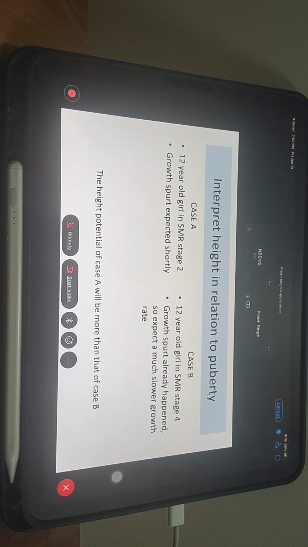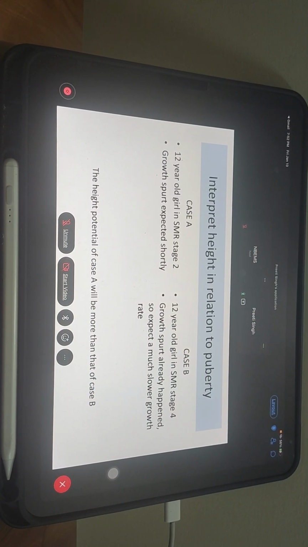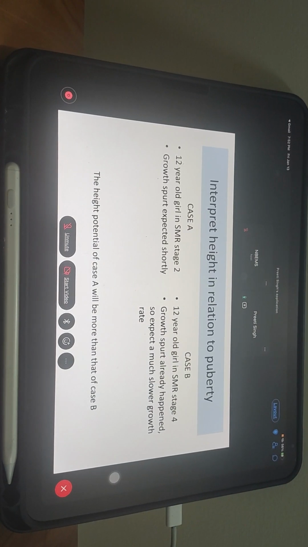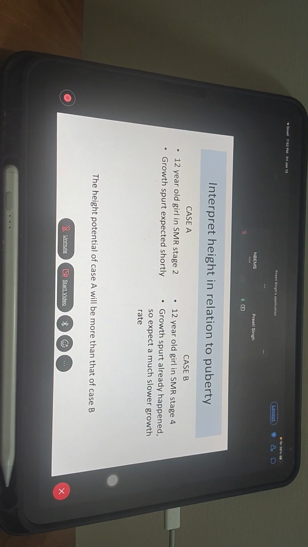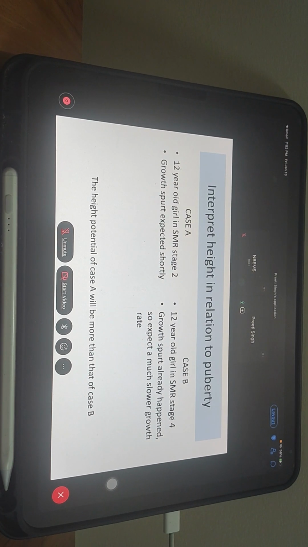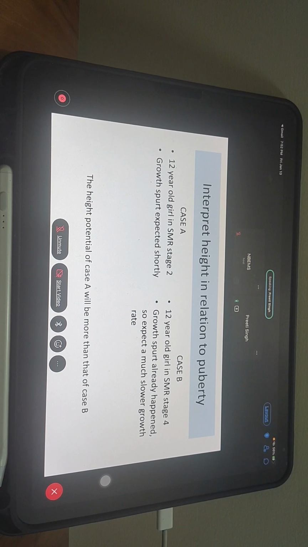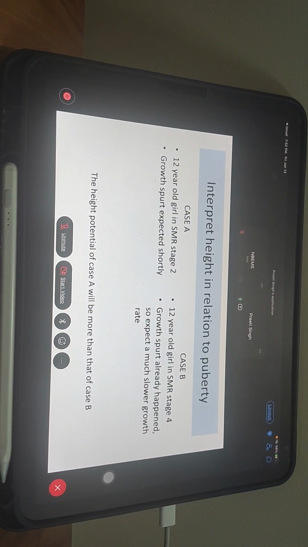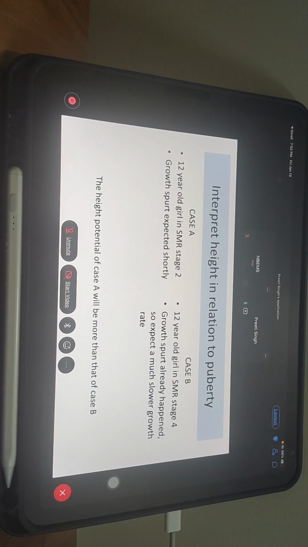Now, this is just a small case which will help you understand how the height changes happen in relation to puberty. We have a case A where we have a girl who is 12 years old and is in SMR stage 2, while another girl is again 12 years old but in SMR stage 4. Now the parents would like to know, both these girls are of the same age, but they are in different stages of puberty. One is SMR stage 2 and the other one is SMR stage 4.